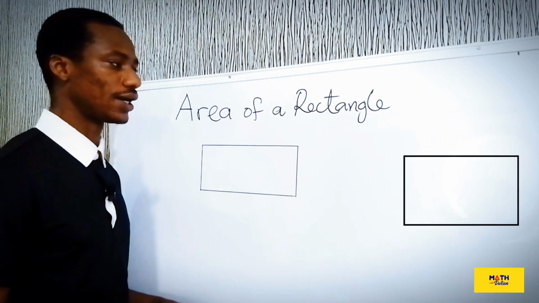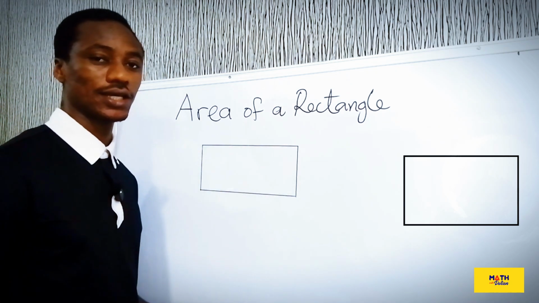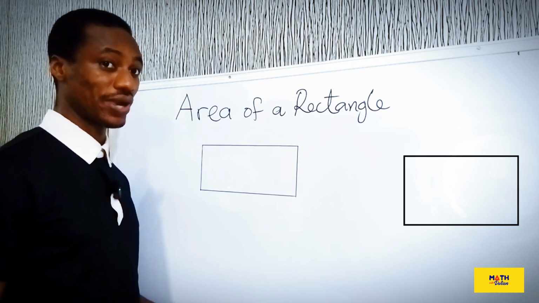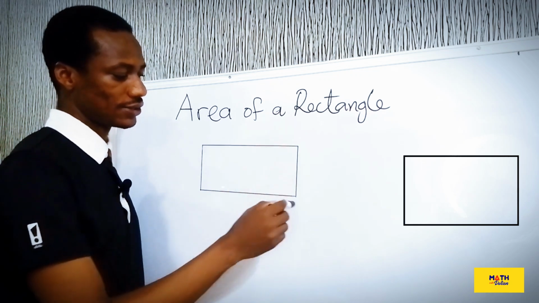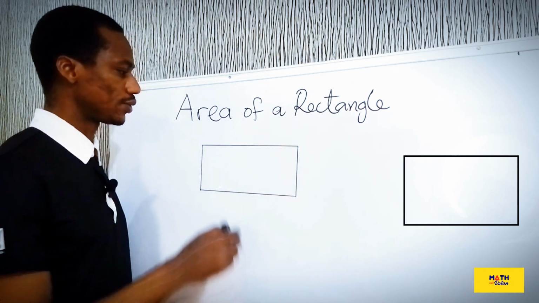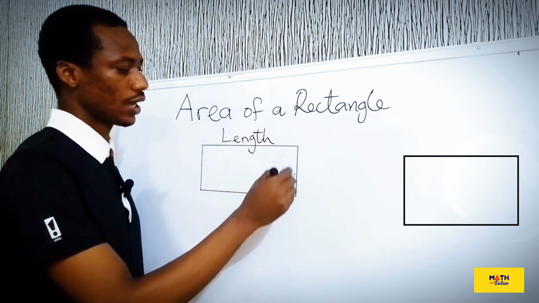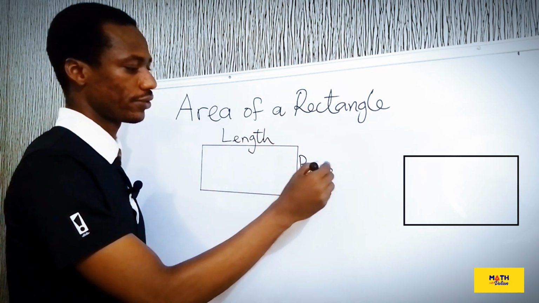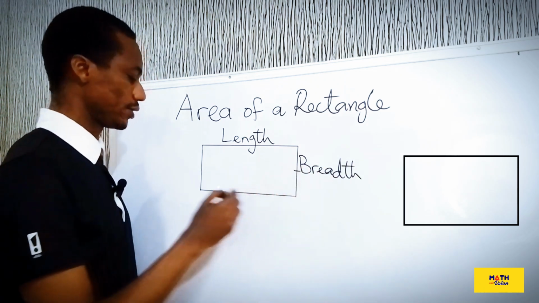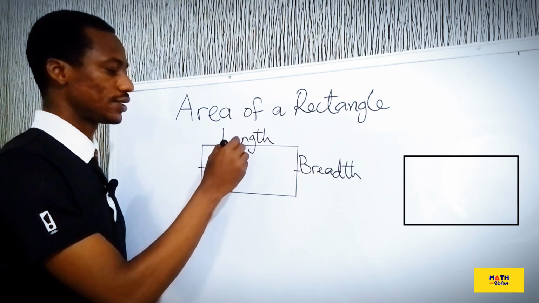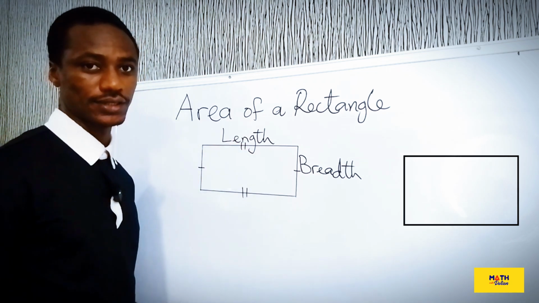That's a quadrilateral. And it's a rectangle because it has four corners with 90 degrees, with right angles, all right? And then it has a length and a breadth. So this is the length and this is the breadth of the rectangle. Okay, this side is equal to this side and this side is equal to this side. Okay, that is a rectangle.